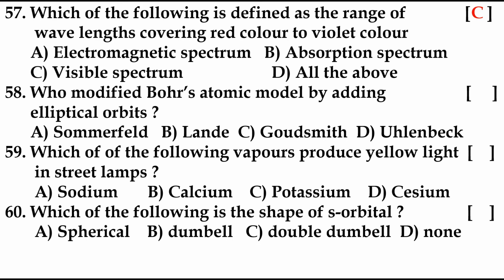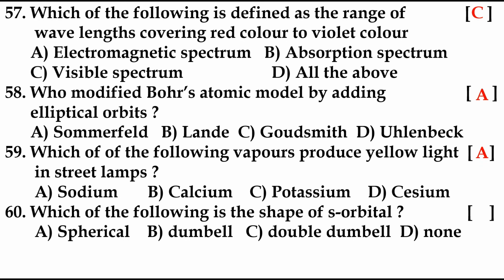58. Who modified Bohr's atomic model by adding elliptical orbits? A. Sommerfeld. B. Landé. C. Goudsmit. D. Uhlenbeck. Answer is option A. Sommerfeld. 59. Which of the following vapors produce yellow light in street lamps? A. Sodium. B. Calcium. C. Potassium. D. Cesium. Answer is option A.